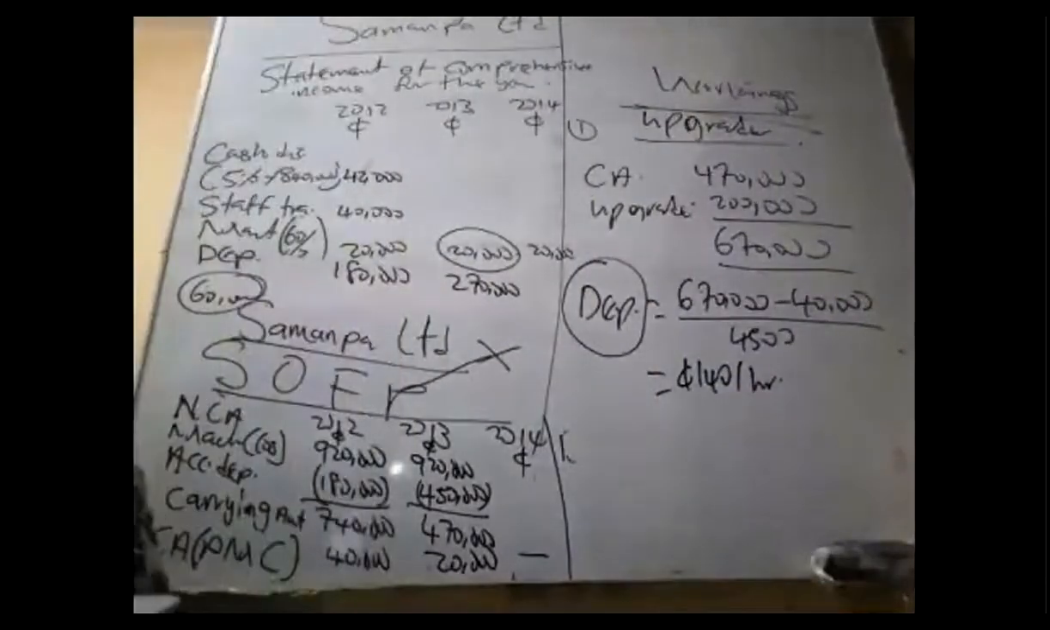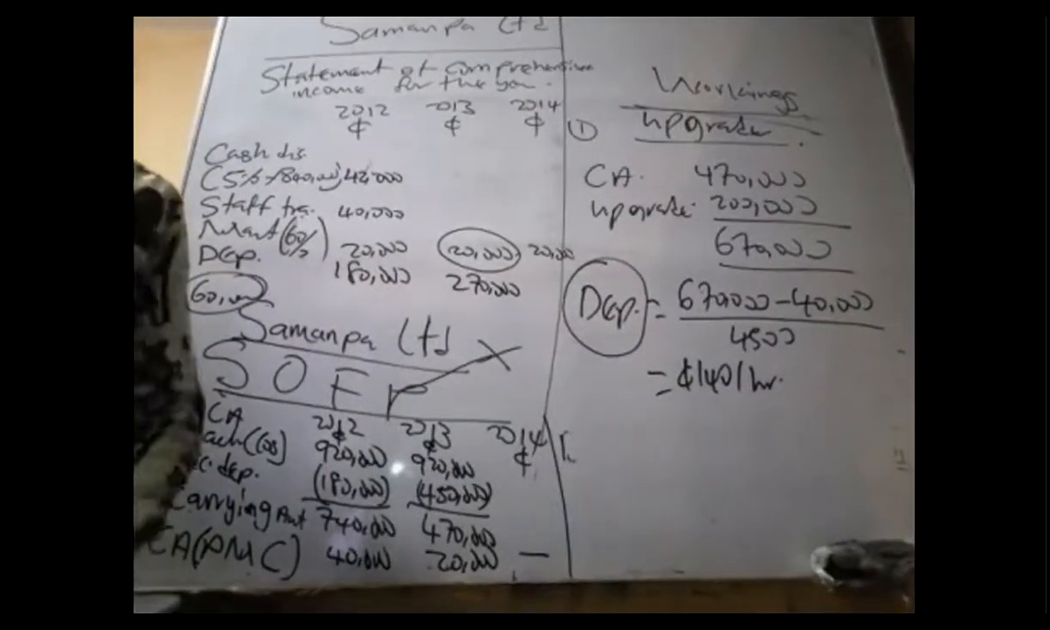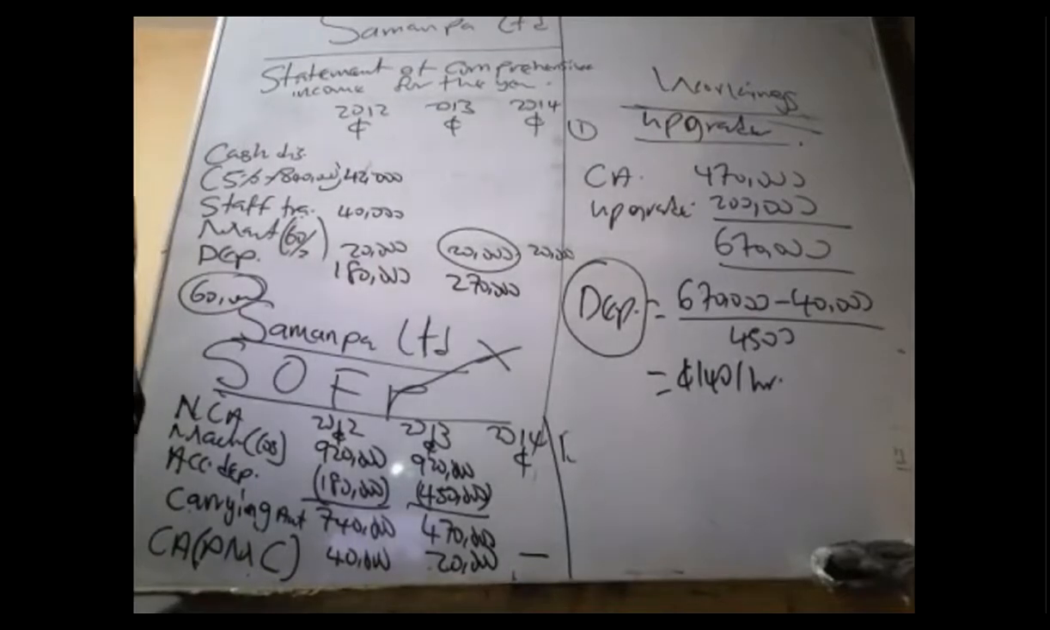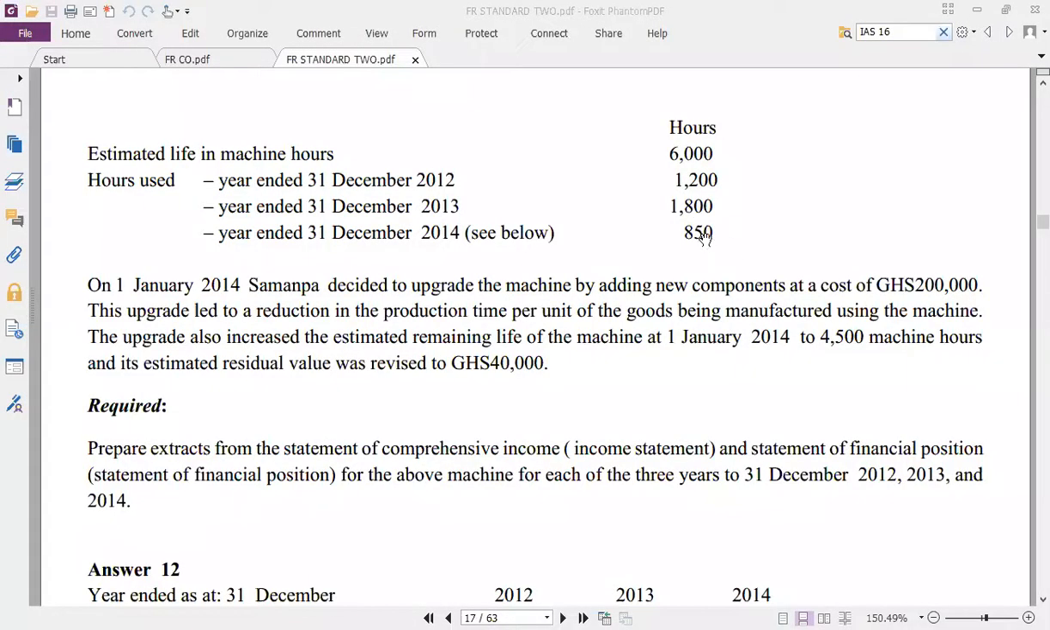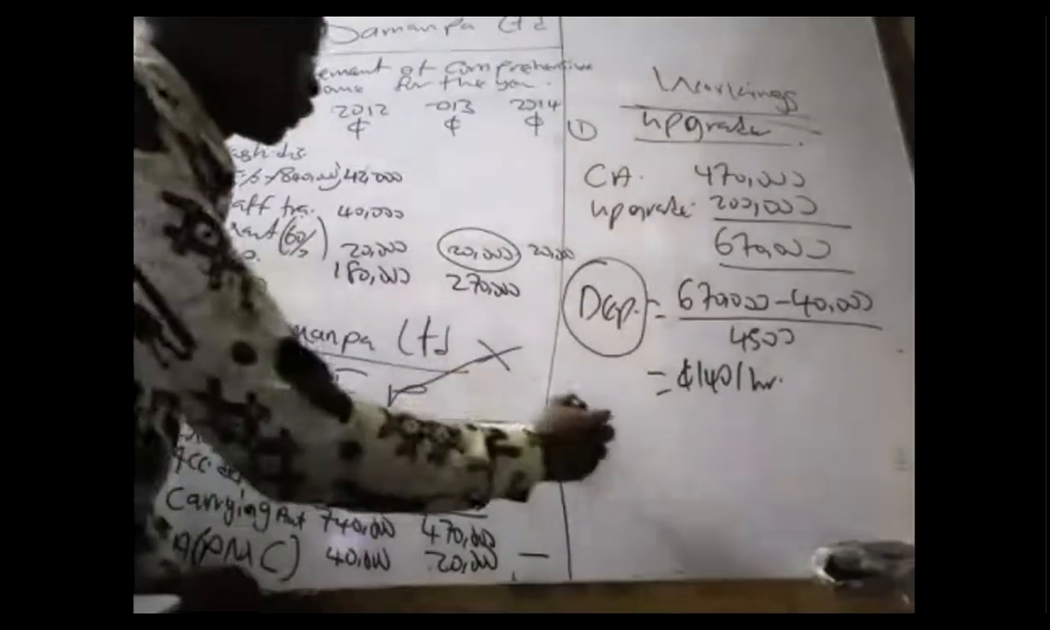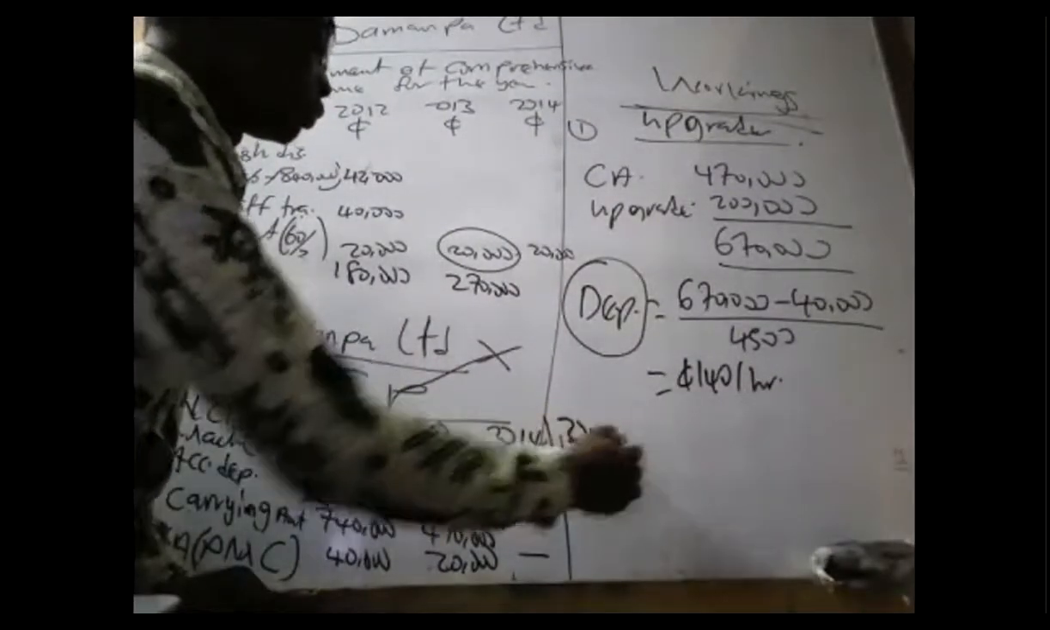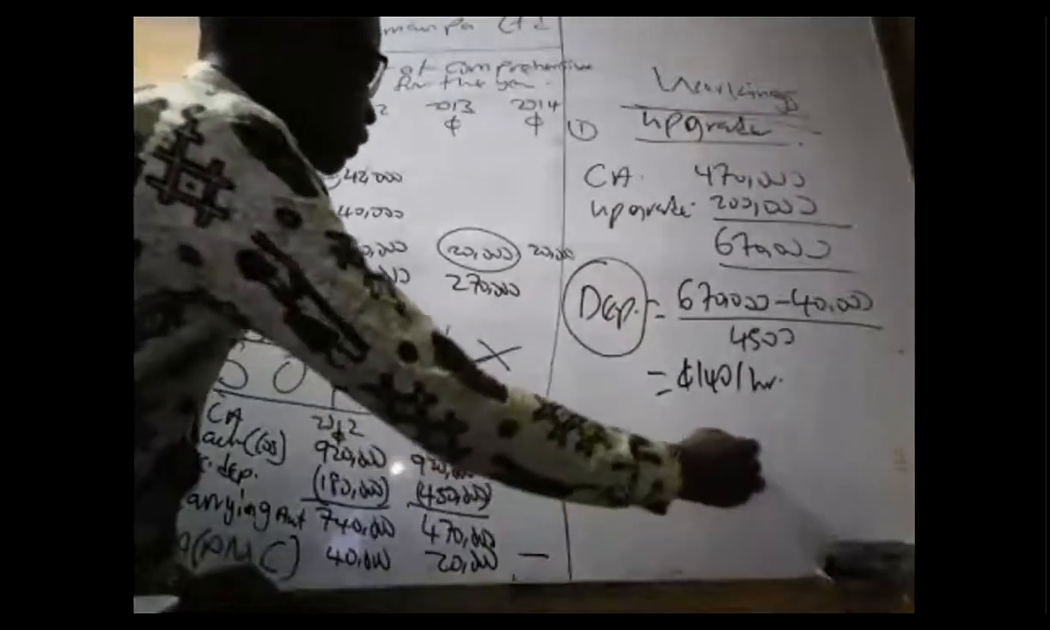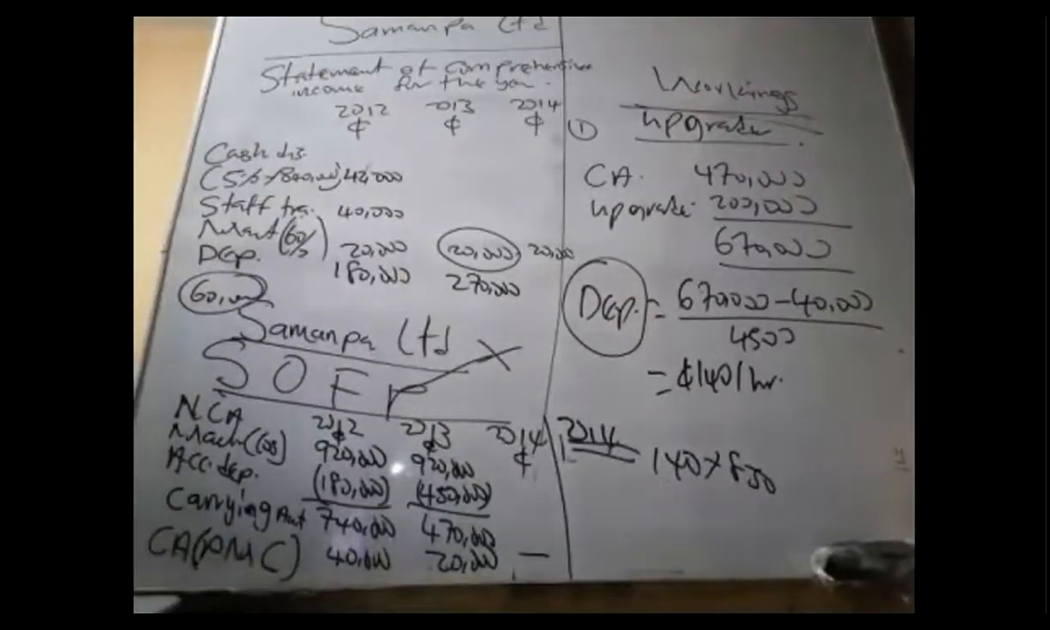Now we can calculate the total depreciation for the last year, 2014. You pick the number of hours that they've used the machine. In 2014, they used it for 850 hours. So what will be the depreciation charge for that year? As usual, we multiply the 140 by 850. So depreciation for 2014 will be 140 times 850. Any answer for us?